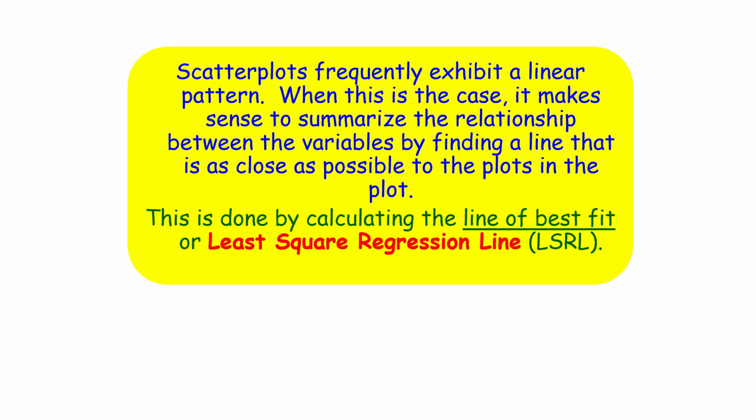Now, scatter plots frequently exhibit a linear pattern. When this is the case, it makes sense to summarize the relationship between the variables by finding a line that is as close as possible to the points in the plot itself. Now, this is done by calculating the line of best fit, or the least squares regression line, the LSRL.